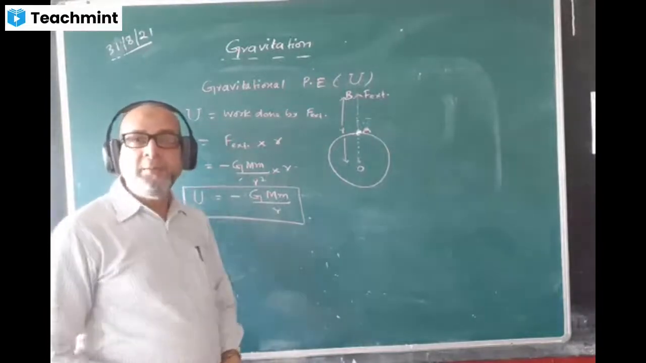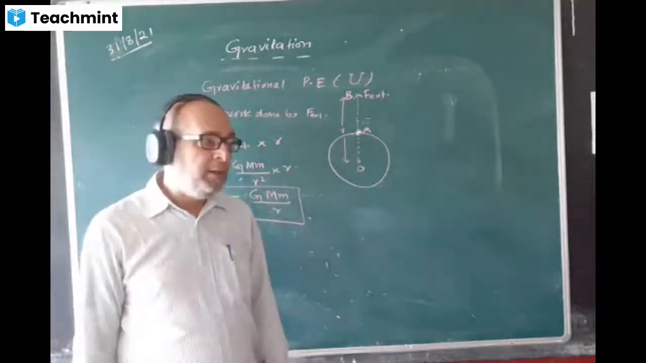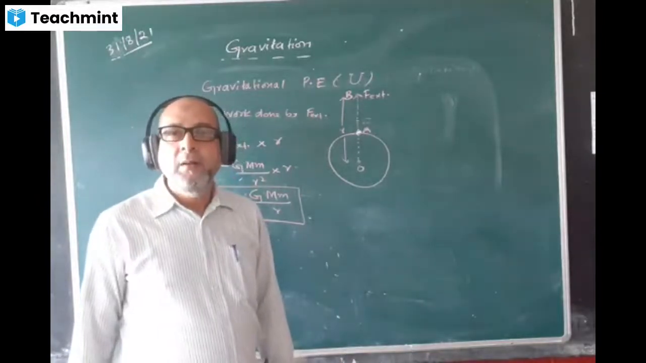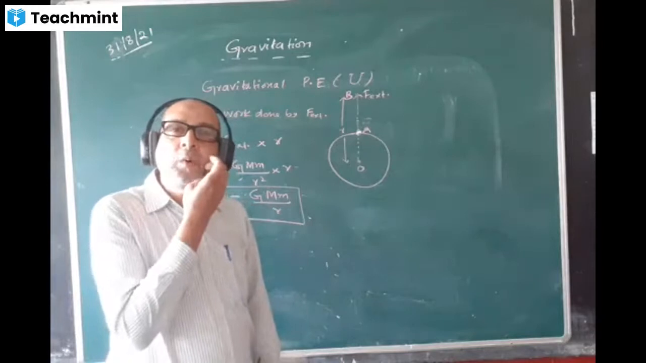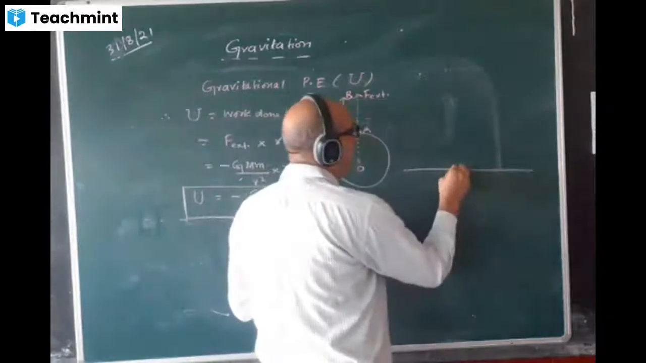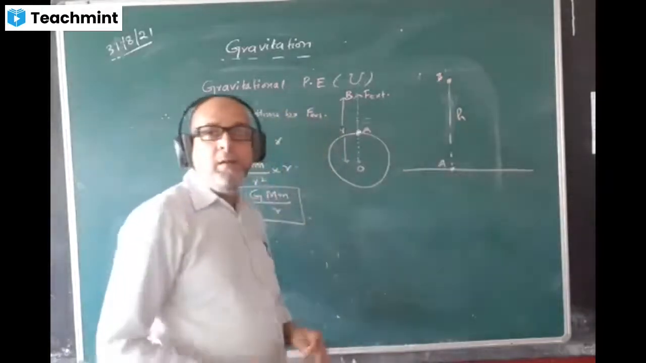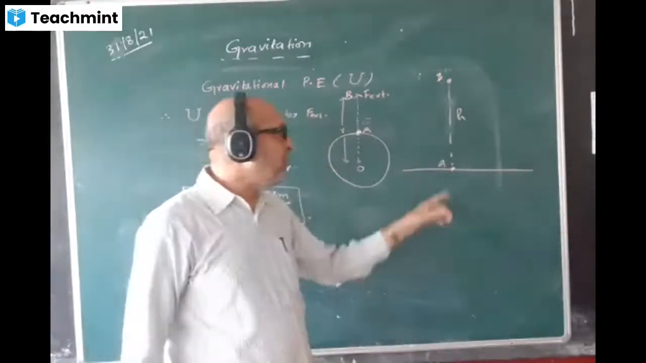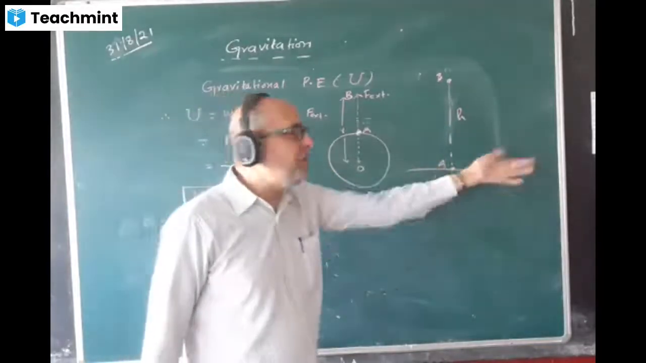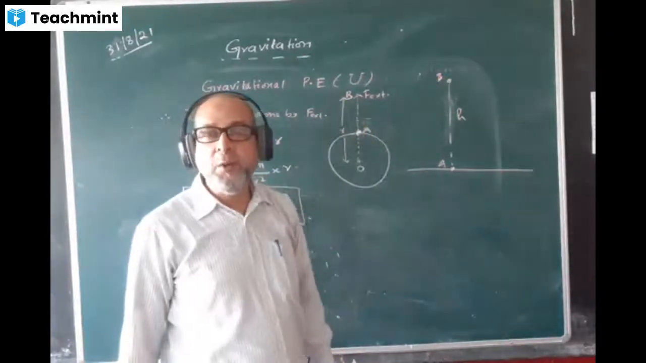Boys, normally, in lower classes like class 10, you used to learn this way. If a body is on the surface of the Earth, what is the potential energy value? Suppose this is the surface of the Earth, and from here we are taking a body to some height h. This is A, this is B. So what formula did we used to apply? What is the potential energy at point A? We used to take it as 0 because we used to consider this as the origin. And what is the potential energy at point B? We used to write mgh.